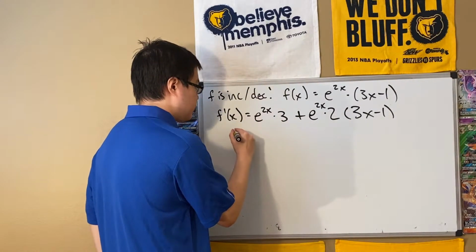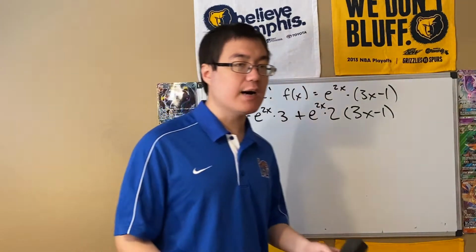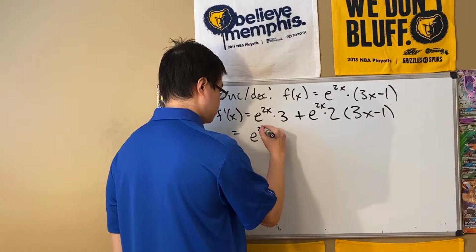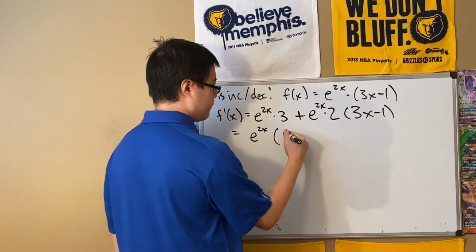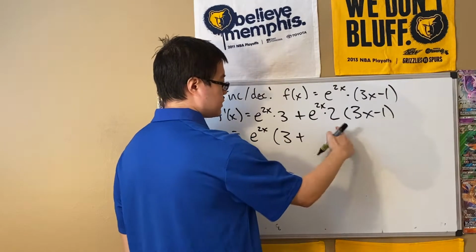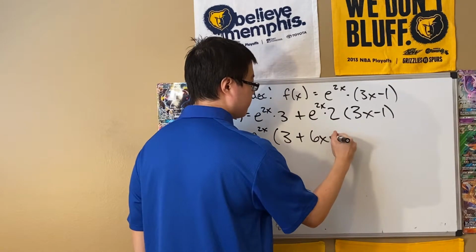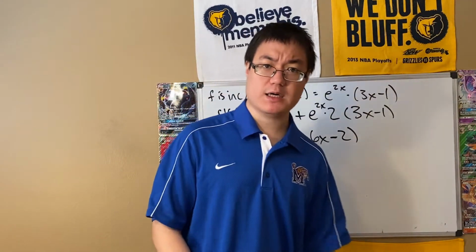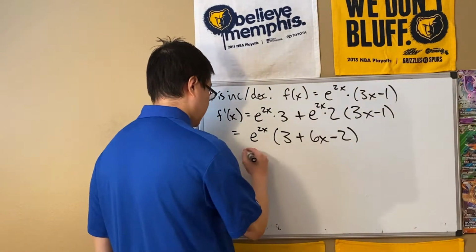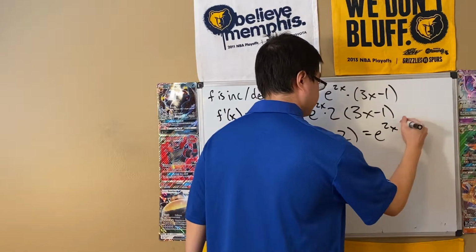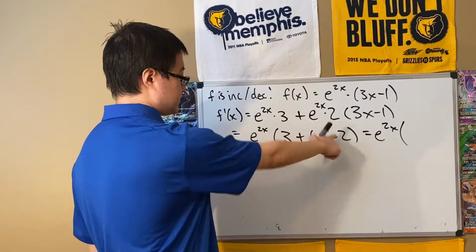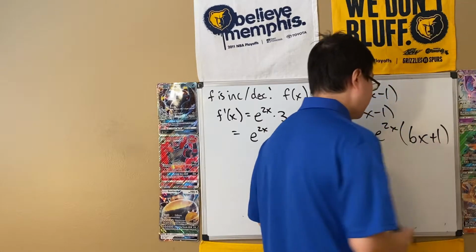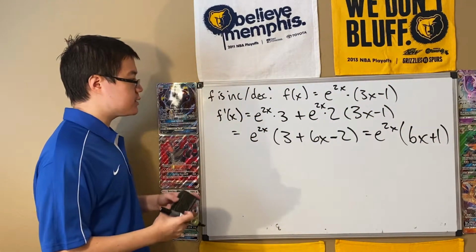So notice the best way to do this is take out everything that is in common with these two things, and in this case it's going to be e to the 2x. Then it looks like we have a 3 left. And then if we distribute this 2, looks like we're going to have 6x minus 2. So we have that. So again, not factored as much as possible, so I'm going to keep going. Looks like we're going to have e to the 2x, and then it looks like it's just going to be 6x plus 1. So now it looks pretty factored. Now I'm ready to draw the sign chart.